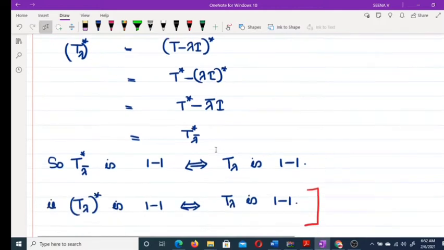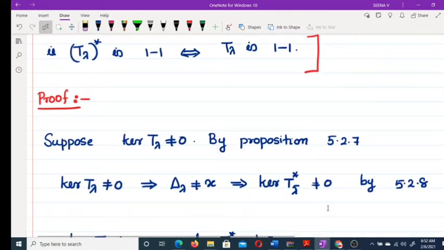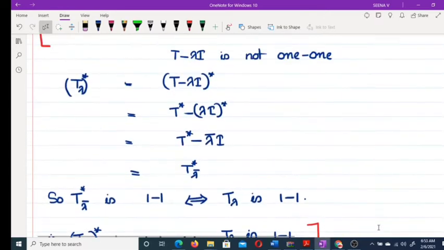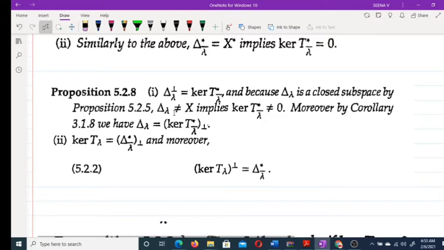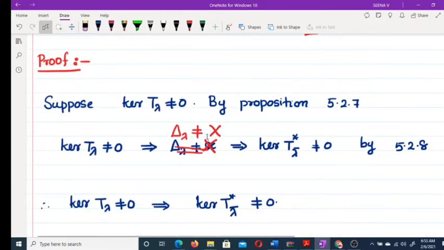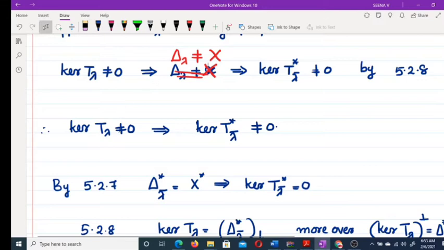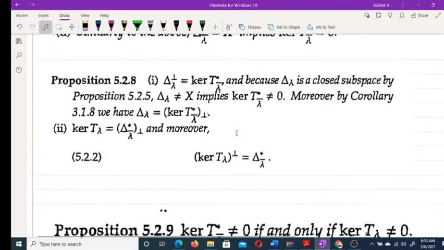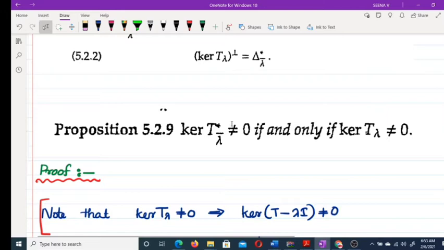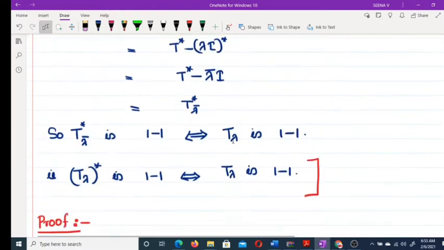Now what is Δ_λ? Here Δ_λ is not equal to capital X. So what is the next theorem? Δ_λ not equal to X implies kernel T*_λ̄ not equal to 0 by proposition 5.2.8. Therefore, kernel T_λ not equal to 0 implies kernel T*_λ̄ not equal to 0. Thus, we get one implication.